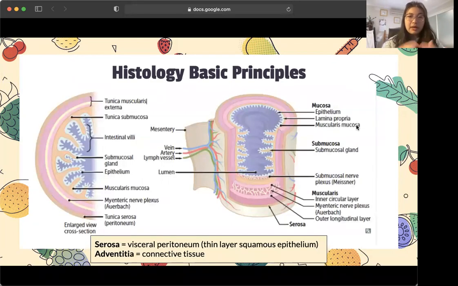Okay, moving on. Basic principles of histology. Again, I think everything that we need to know is on the slide here. So we're going to move past it quite quickly. Do note the difference between serosa and adventitia. It helped me to remember that the serosa is literally just visceral peritoneum.